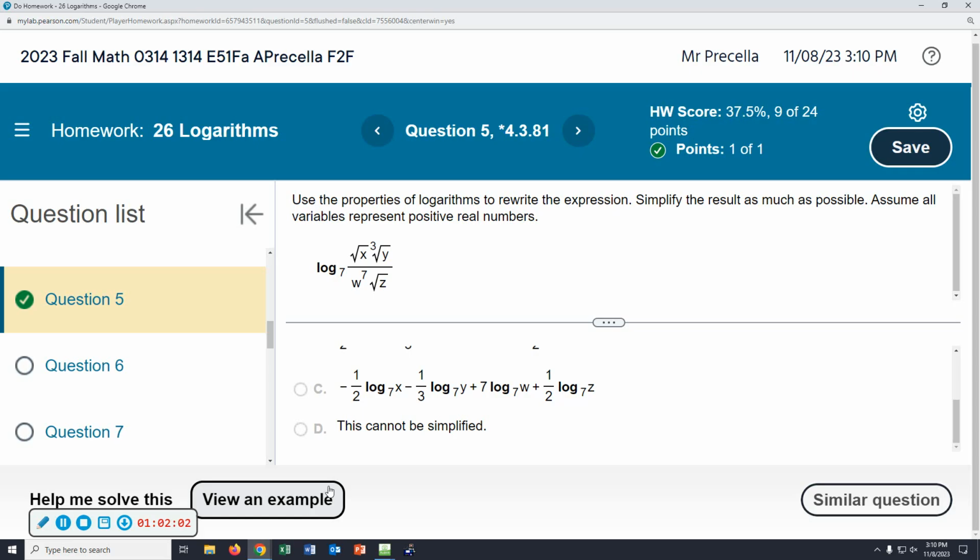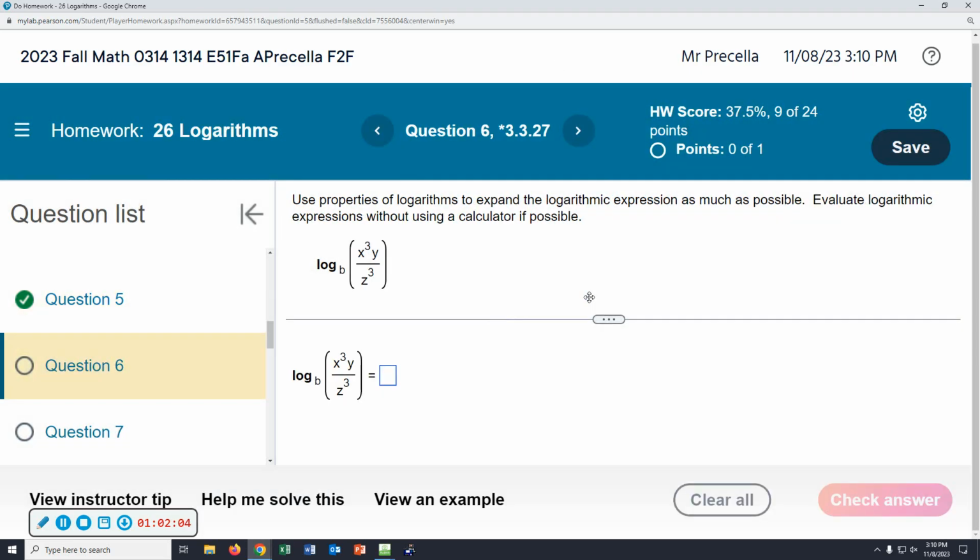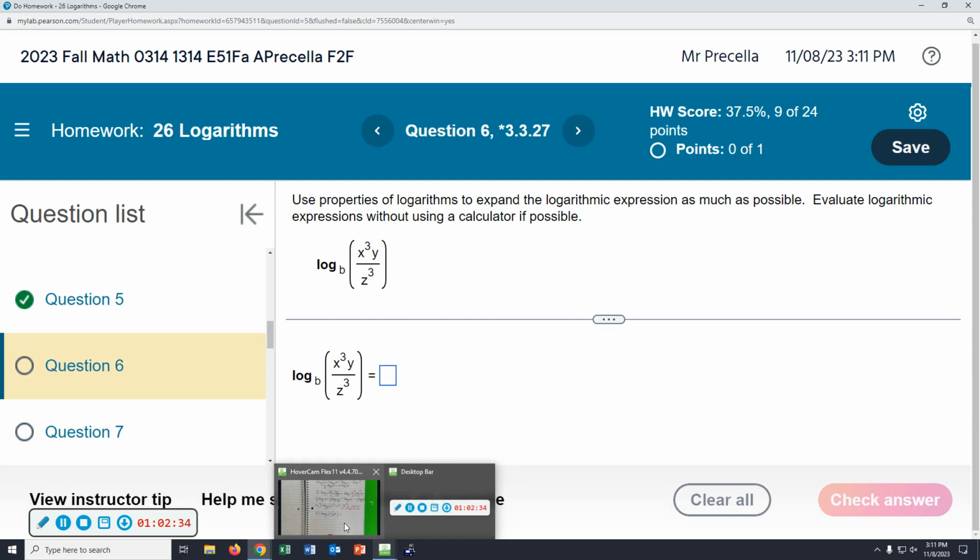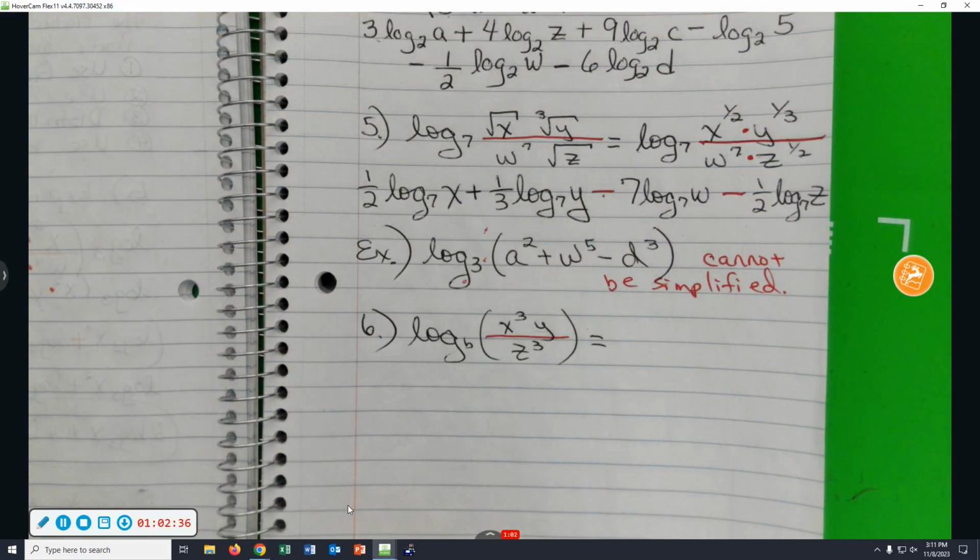Are we about to start typing in the ones? Let's do number 6. Now this is one you might be able to just type in, but I want him to write it so he can write the red dots and draw the red fraction bar. Log base b of x to the 3rd y all over z to the 3rd. Okay.